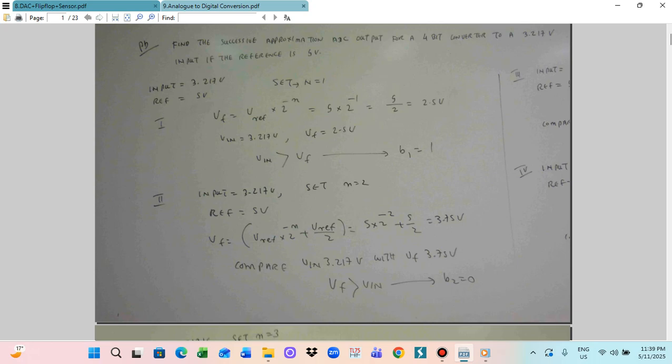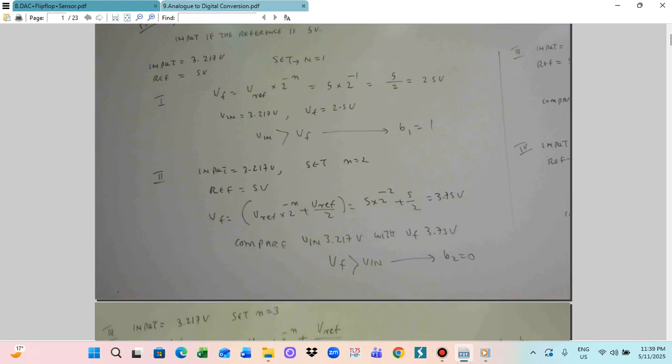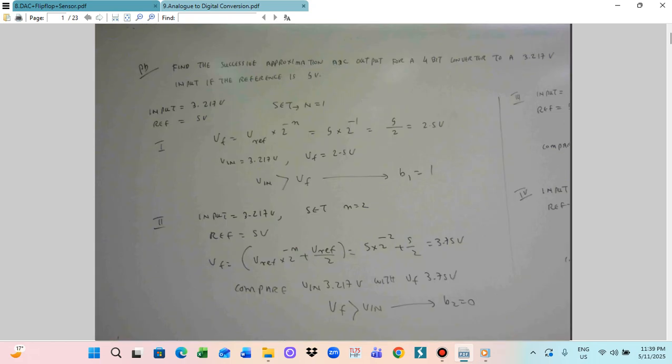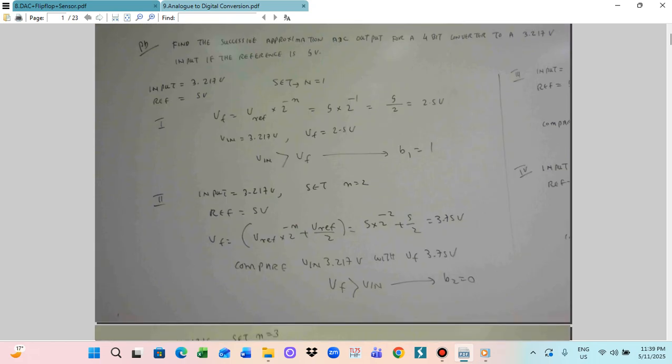When the input voltage is less than Vf, B2 is equal to 0. When the input voltage is greater than Vf, B1 is equal to 1. This is how we make the comparison. The input voltage is compared with a reference voltage influenced by the number of bits, calculated by Vf equal to V reference multiply 2 power minus n. For B1 you use this formula, but for bit 2, bit 3, bit 4 you have to use another formula: V reference multiply 2 power minus n plus V reference divided by 2.